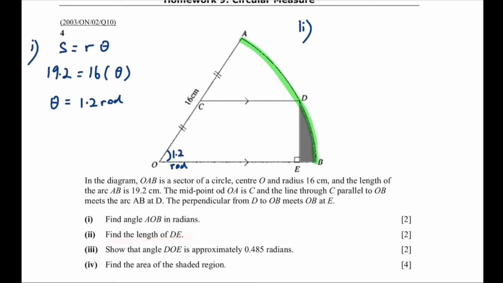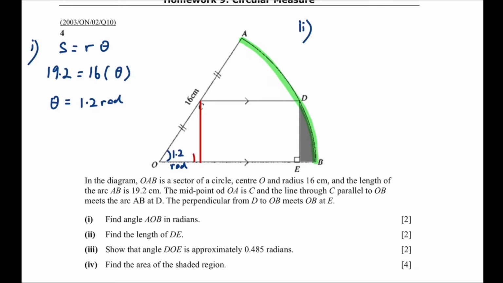Find the length of DE. This is the length of DE. It's almost impossible to find the length here because there's nothing you can use: 16 here, 16 here, radian here. So in order to find the length of DE, you need to draw a line here. Because this is parallel and perpendicular, DE should be the same as here, here, and here. So as long as you find the length of this red line, that is DE already.